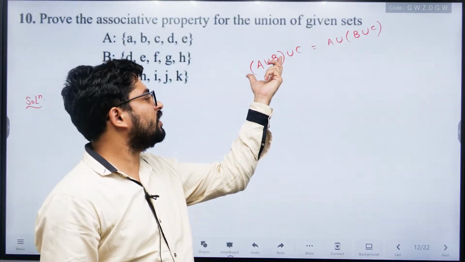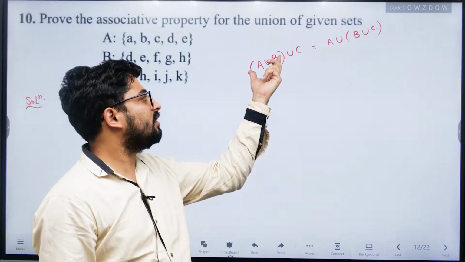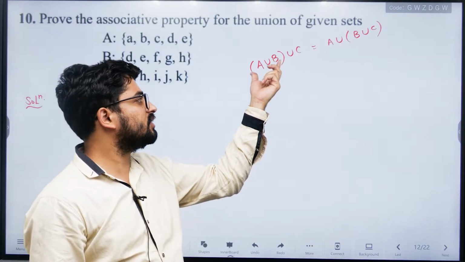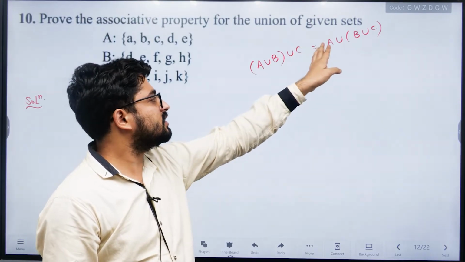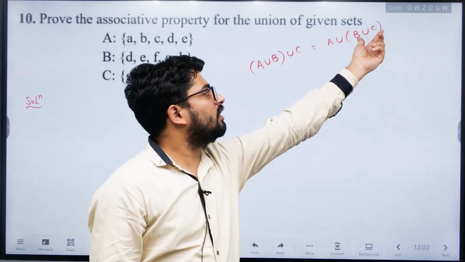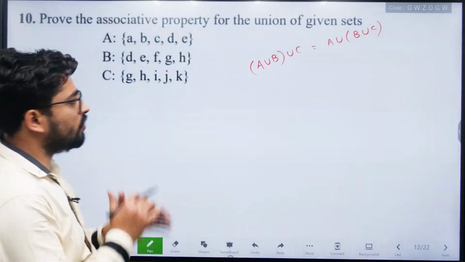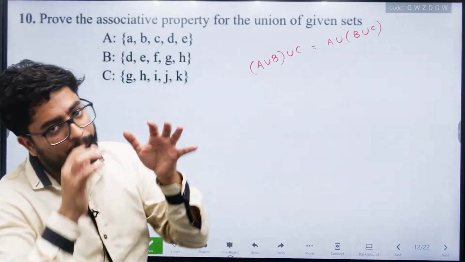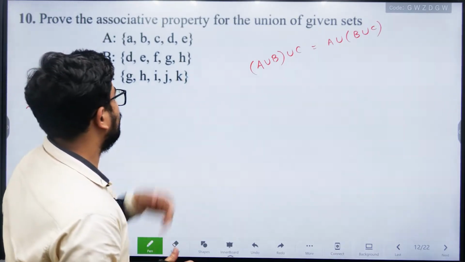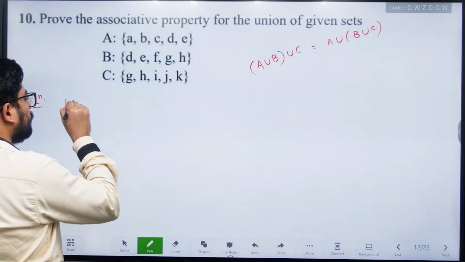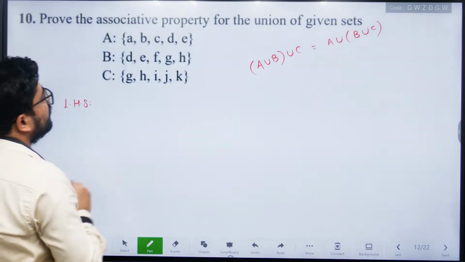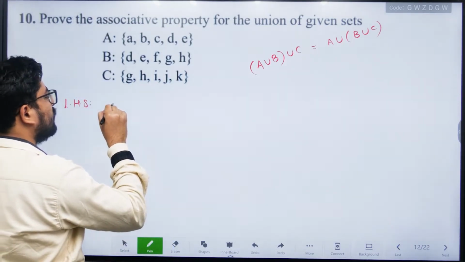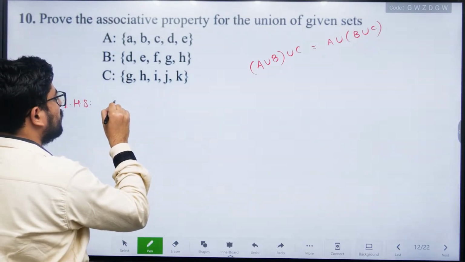First of all, take the union of A and B, and then the resultant set union with C, this is equal to A union, first of all take B union C. Okay, so A union B, then union with C is equal to A union B union C. Okay, so for the left hand side, that is A union B. First of all calculate A union B. A union B is what?